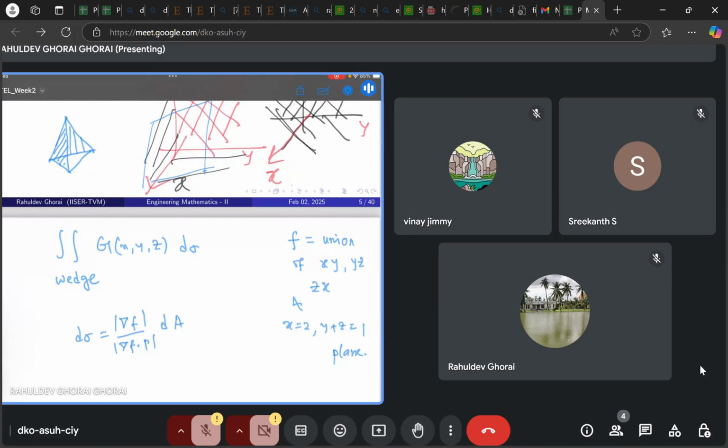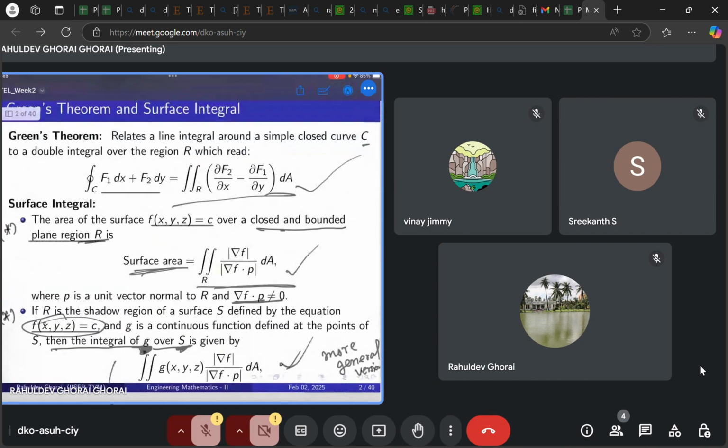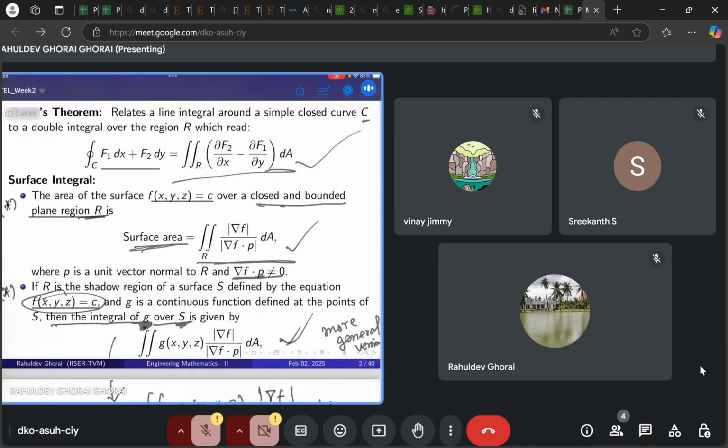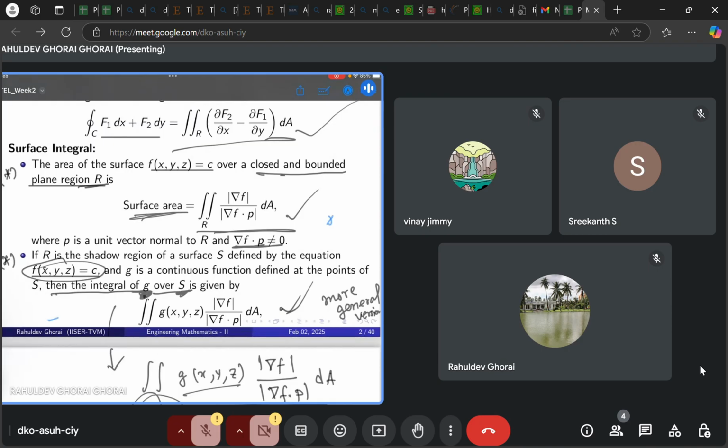Did you understand this one? See what is here. The area of the surface over a closed and bounded plane region R is given by this, right? So in this case, you cannot use this one. You have to use this one because you have this.